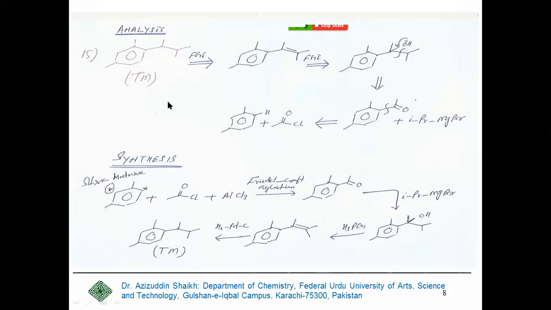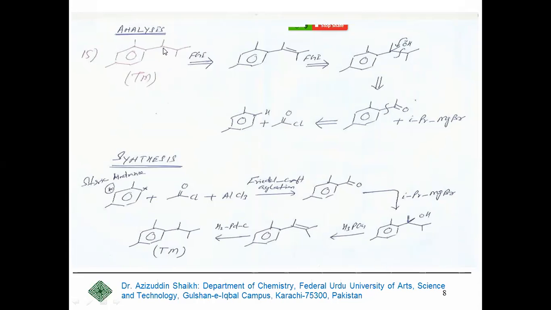Another one: if a single bond is present, first you will introduce the double bond by FGI, then the double bond can be converted into a hydroxyl group, and the double bond can be disconnected by Wittig reaction. So one thing is related to another thing. This is your target molecule analysis.